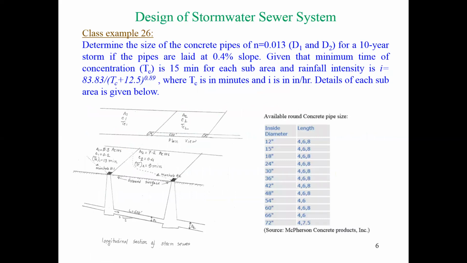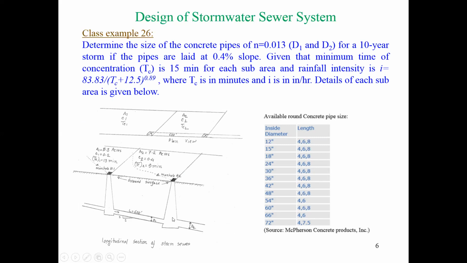Our last class example for this course, class example 26, gives us a scenario from which we have to design the pipe size. Let's read the question. Determine the size of the concrete pipes. The material is already given, Manning's n of 0.013, for a 10-year storm, that is the frequency, if the pipes are laid at 0.4% slope. That is the bed slope, the slope on which the pipes will be laid.